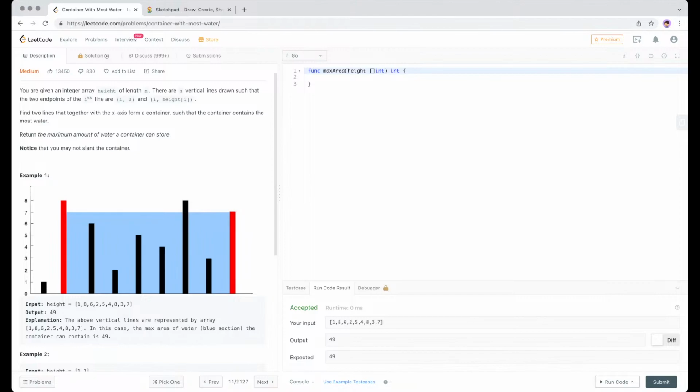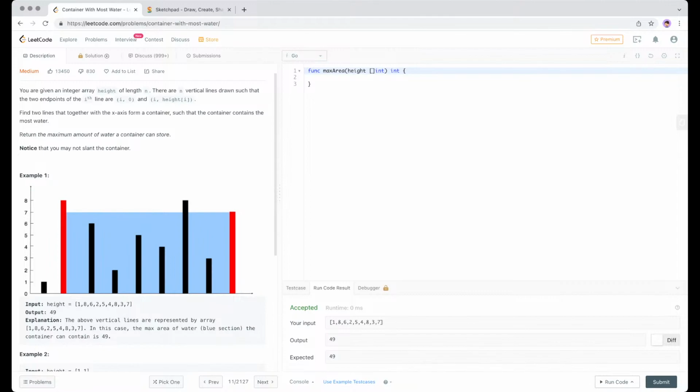You're given an integer array height of length n. There are n vertical lines drawn such that the two endpoints of the line i are (i, 0) and (i, height[i]). Find the two lines that, together with the x-axis, form a container such that the container contains the most water. Return the maximum amount of water a container can store.